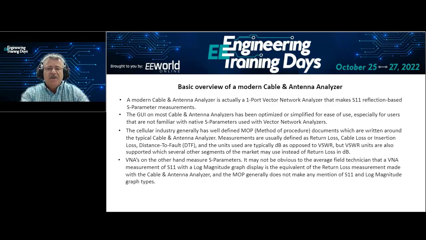VNAs measure S parameters. So for a field technician who's reading a MOP, and the MOP says, measure return loss, and that person's got a vector network analyzer, he's like, where's return loss? I don't see that measurement on this instrument. So you need to be able to understand what the equivalent of return loss is. And in the next slide or two, we'll talk about that.